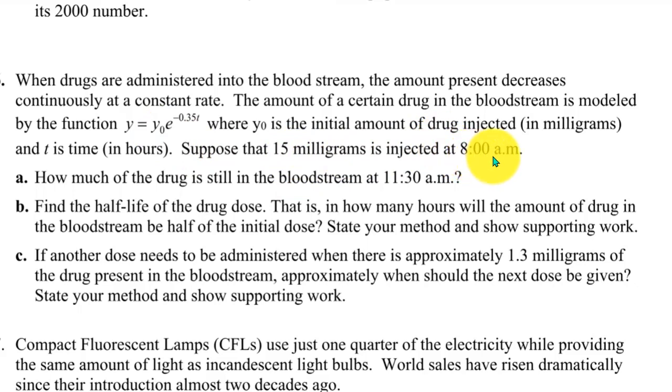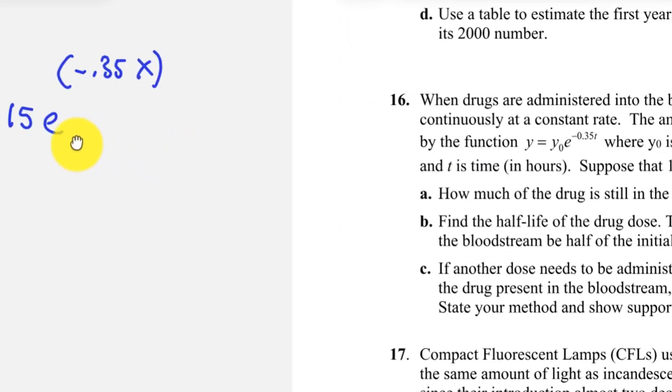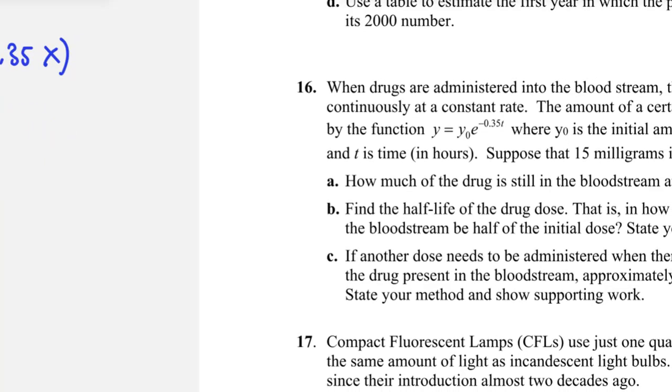at 8 a.m. So the initial time is 8 a.m. How much is left 3.5 hours later? So this t represents time in hours. So from 8 to 11:30 is 3.5 hours. So for letter A, we have to substitute 3.5 hours in for t. So I kind of did that over here, right?